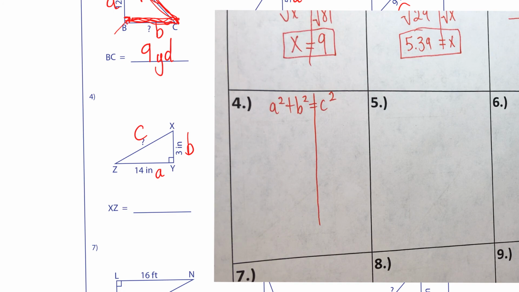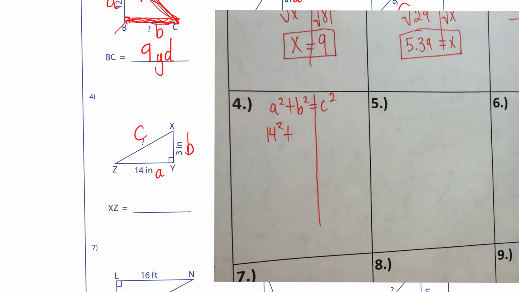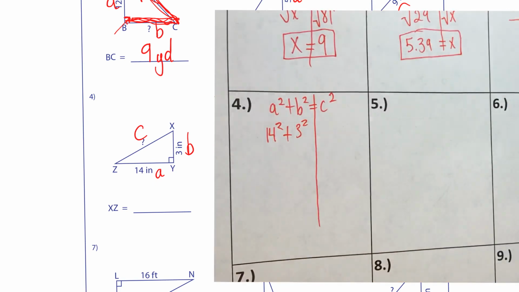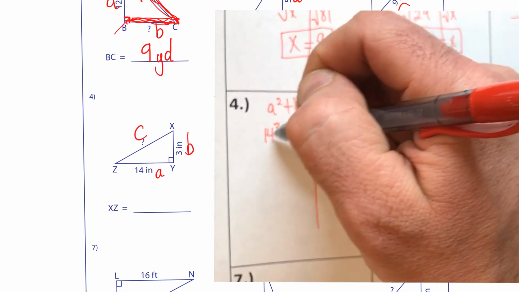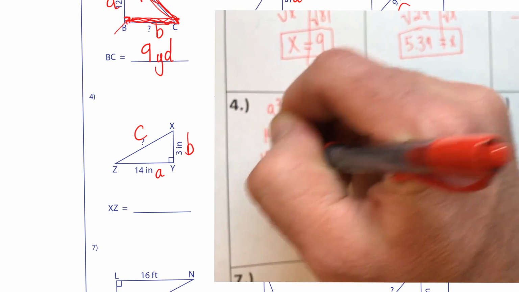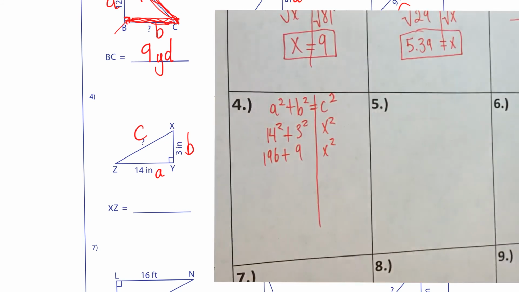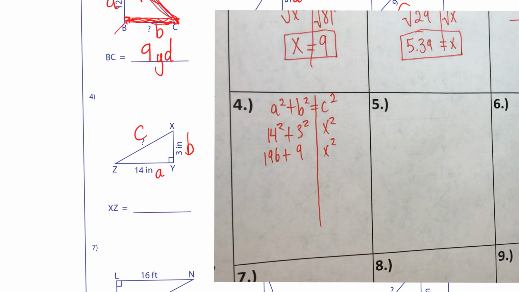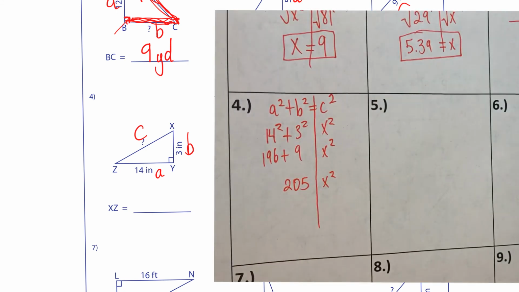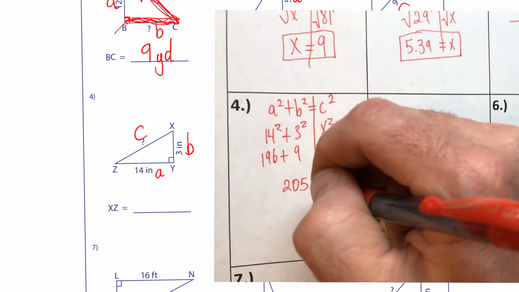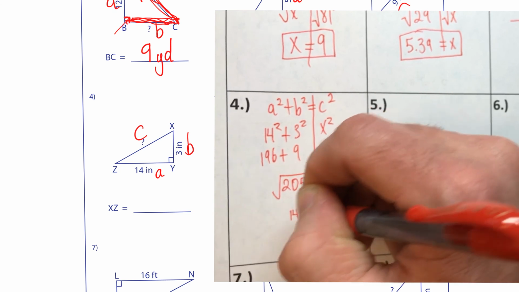Okay, so what's the A value? 14. So we have 14 squared. What's the B value? 3. And what's the C value? X, the unknown. So 14 squared is what? 196. 3 squared is what? 9. That equals x squared. So then 196 plus 9 is 205 equals x squared. Take the square root of both sides, and x equals 14.32.